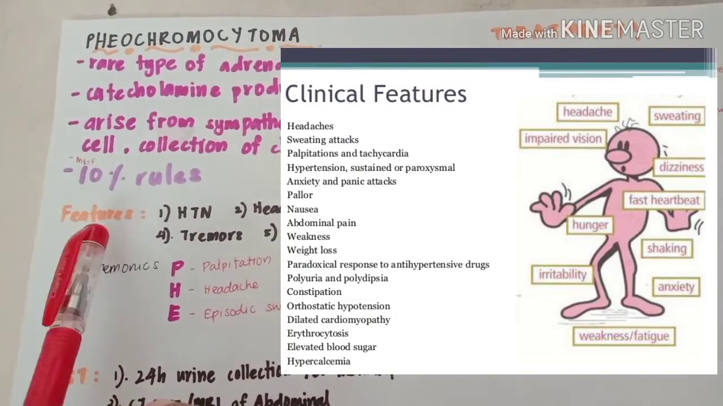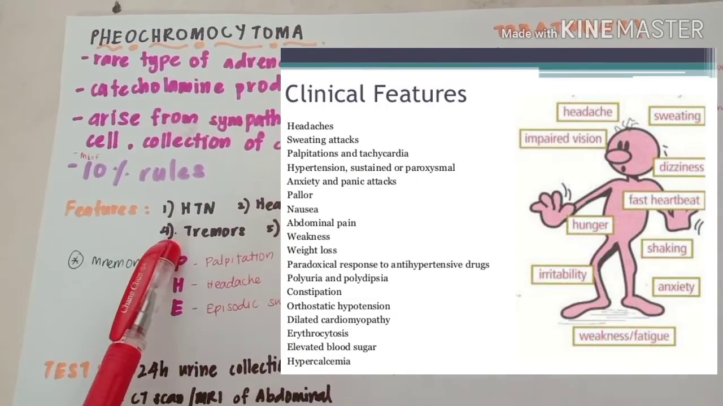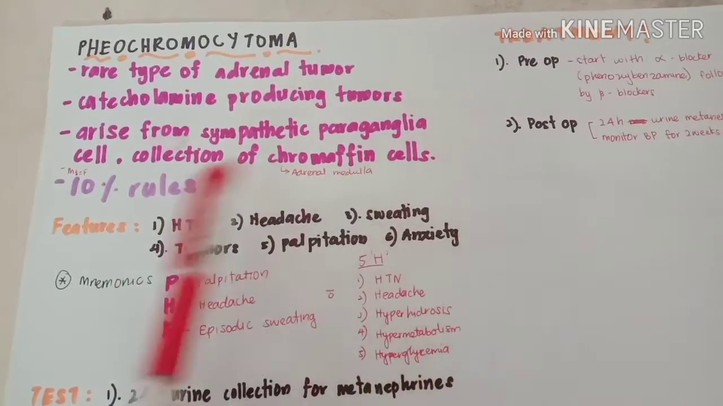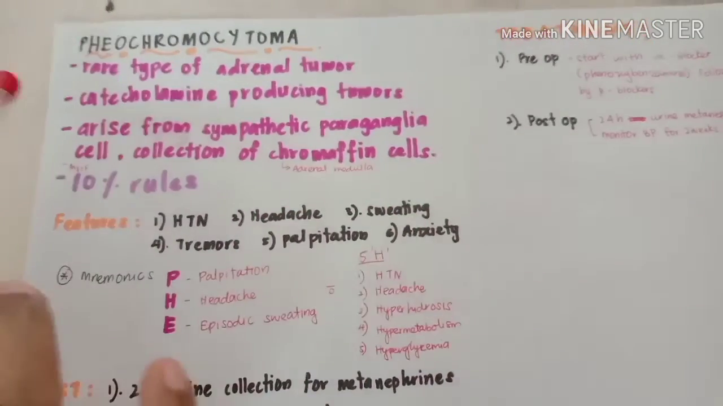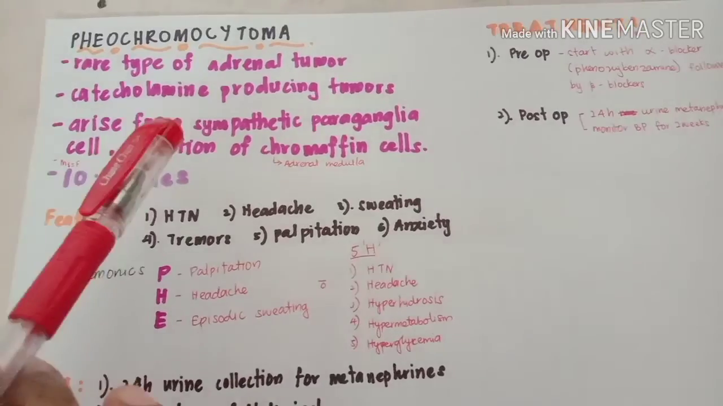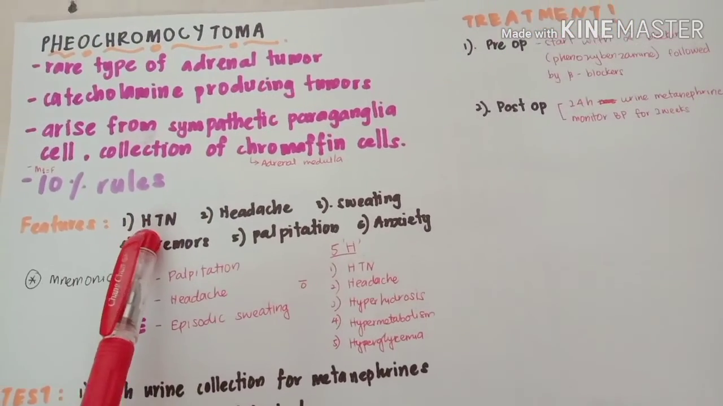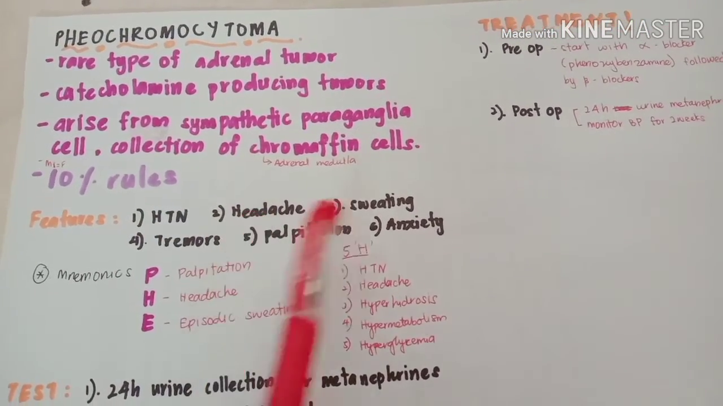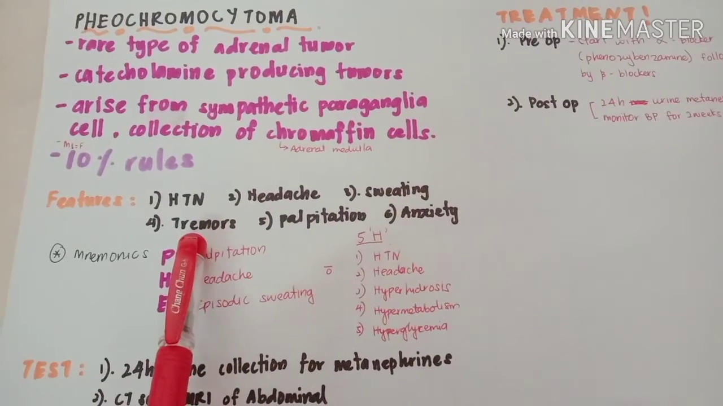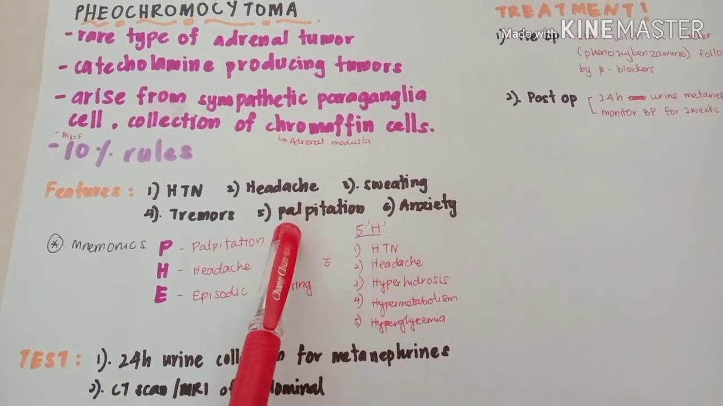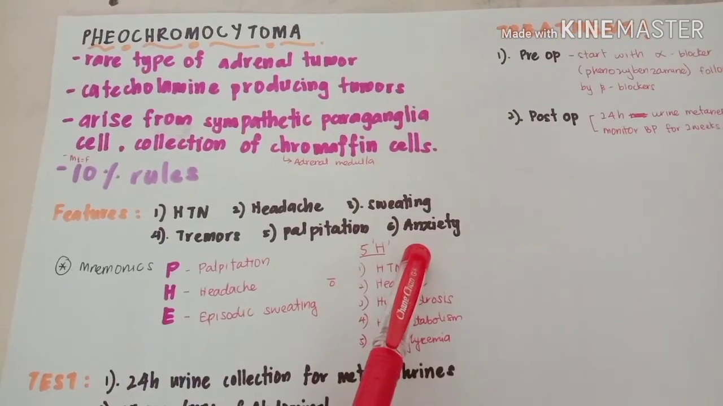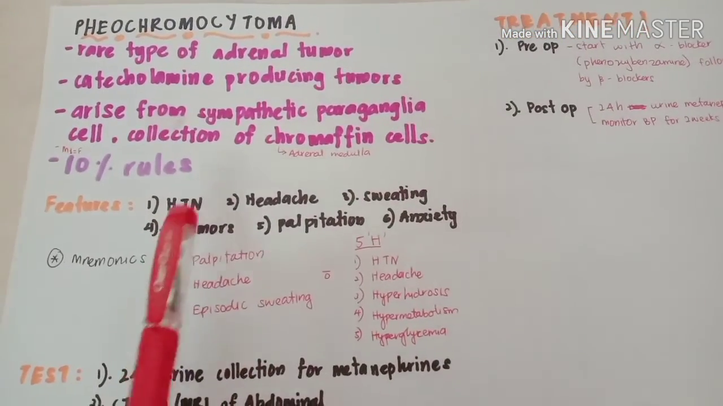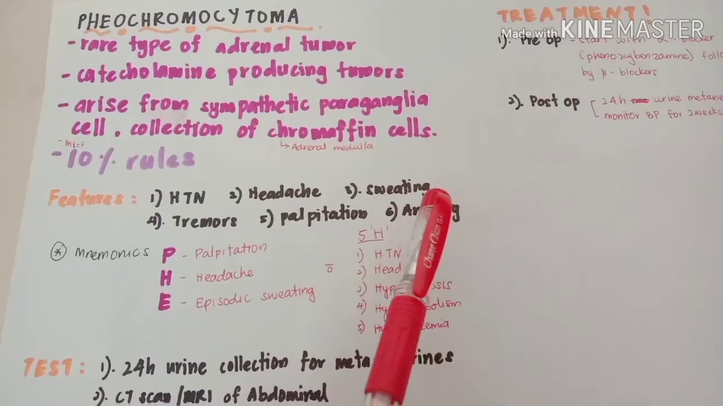There are many clinical features for this disease. The main 6 features are important for this disease to be diagnosed. First is hypertension, second is headache, third is sweating, fourth is tremors, fifth is palpitation, and sixth is anxiety. I will teach you all how to remember these features.